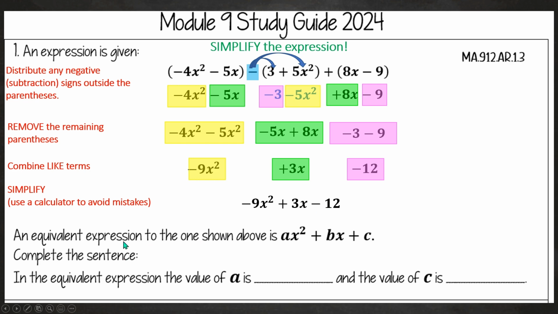Now this particular question is asking you to complete the sentence. An equivalent expression to the one shown above is ax squared plus bx plus c. So recognize that this negative 9 is representing the a, this positive 3 is representing the b, and the negative 12 is representing the c. So in the equivalent expression, the value of a is negative 9, and the value of c is negative 12. This particular question did not ask for the b. It only asked you to identify the a and the c.